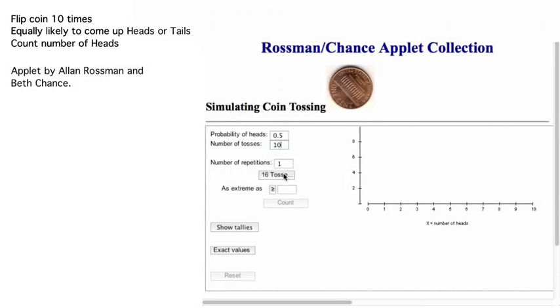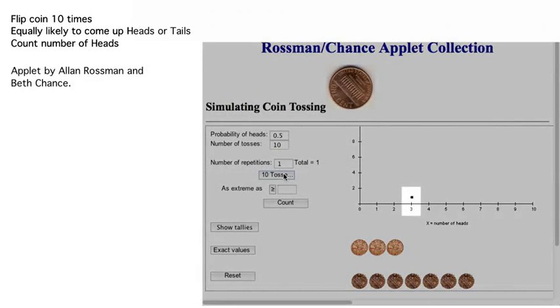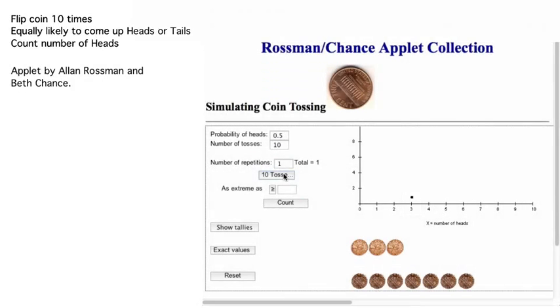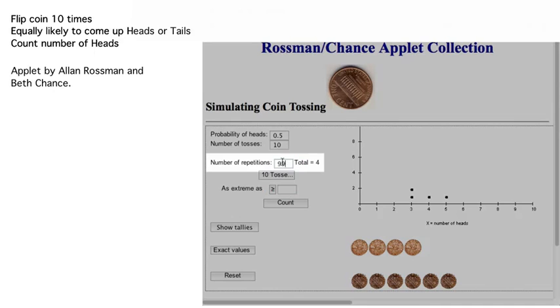For our first trial, we get 3 heads, which has been noted here in the plot. Let's try it again. We get another 3. So now there are 2 3s on the plot. This time we got 5 heads in our 10 flips. And now we got 4 heads. I'd like to do this a total of 1,000 times. We've already done 4, so I'll add in 996 more.